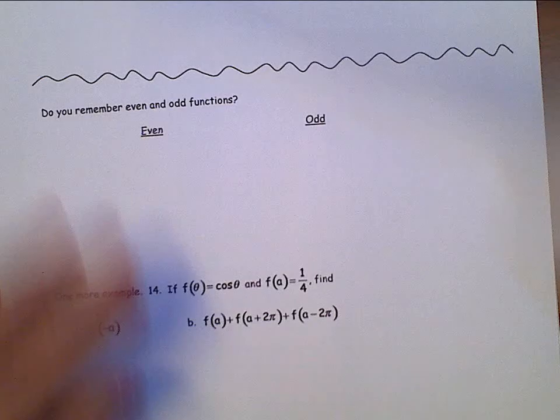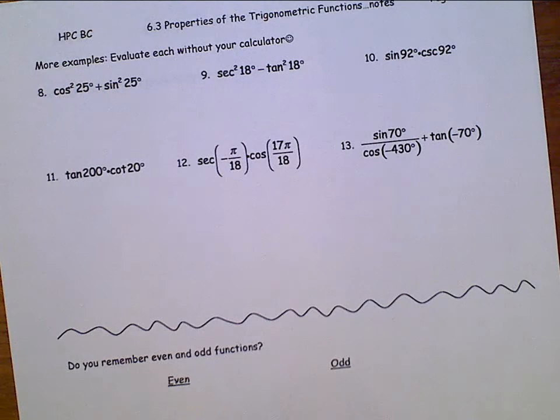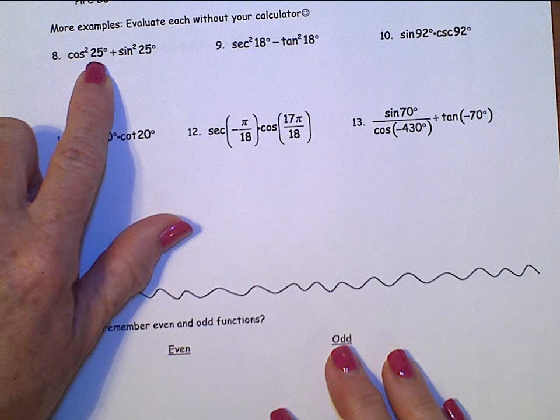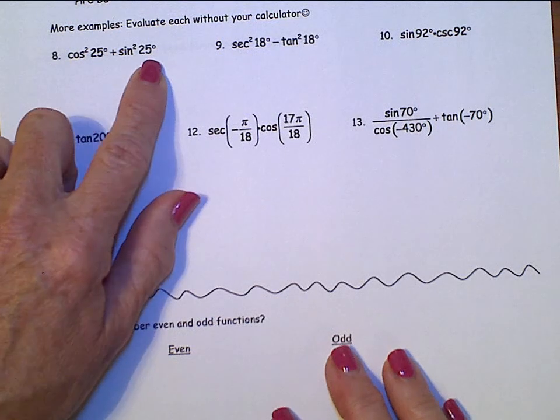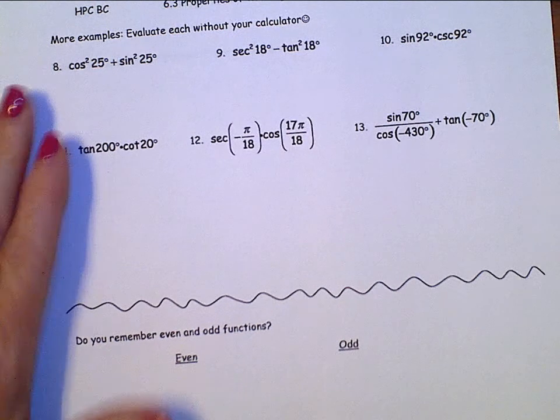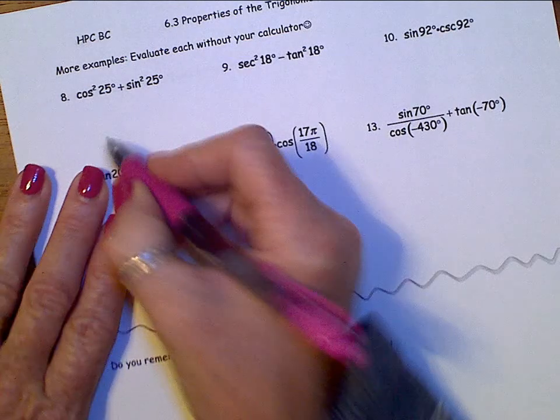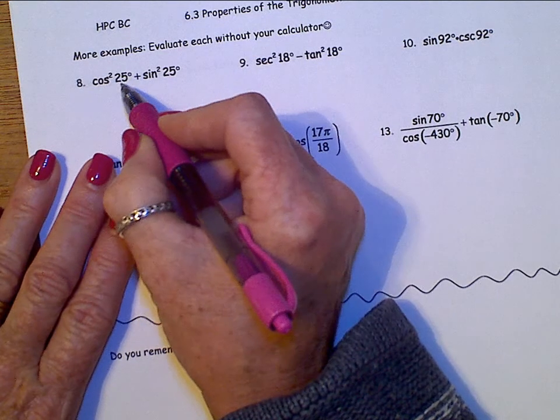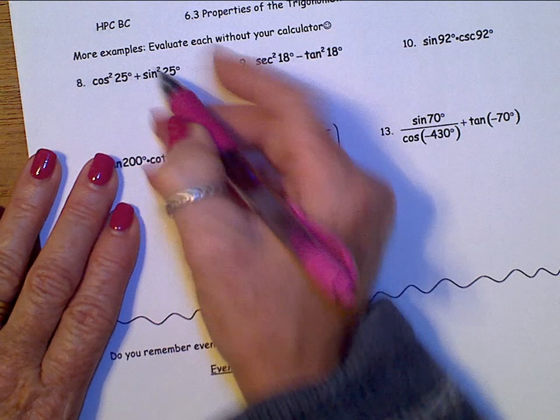All right, let's look at some examples that use these identities. Here's the first one. Cosine squared 25 degrees plus sine squared of 25 degrees. Well, that's exactly that very first identity. Cosine squared theta plus sine squared theta is 1.